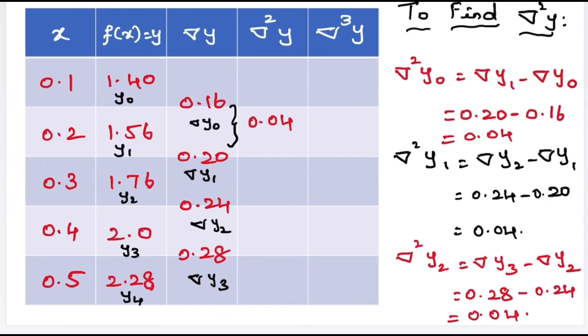Similarly, to find del square y0 is equal to del y1 minus del y0 is equal to 0.20 minus 0.16 is equal to 0.04. Next, del square y1 is equal to del y2 minus del y1 is equal to 0.24 minus 0.20 is equal to 0.04. Similarly, del square y2 is equal to del y3 minus del y2 is equal to 0.28 minus 0.24 is equal to 0.04.